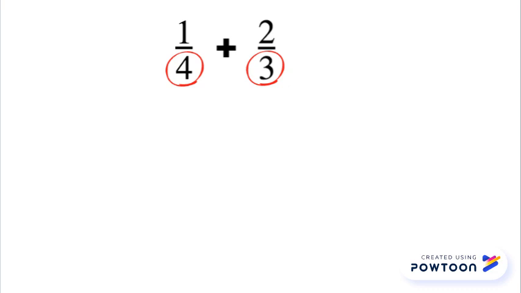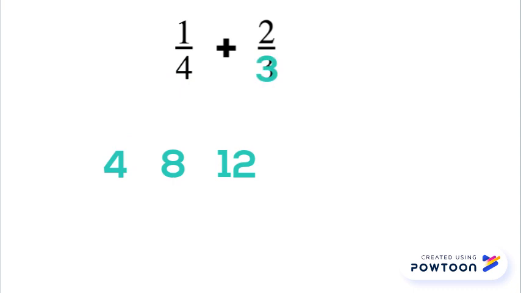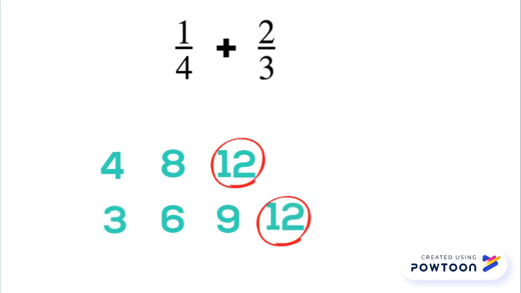So we're going to list the multiples of each denominator to find the one multiple they have in common, so that we can then make equivalent fractions with the same denominator. So we'll start with 4. We'll count by 4s. We get 4, 8, 12. And we'll count by 3s for the other denominator. We get 3, 6, 9, 12. And we see that 12 is the first, or the least, common multiple.